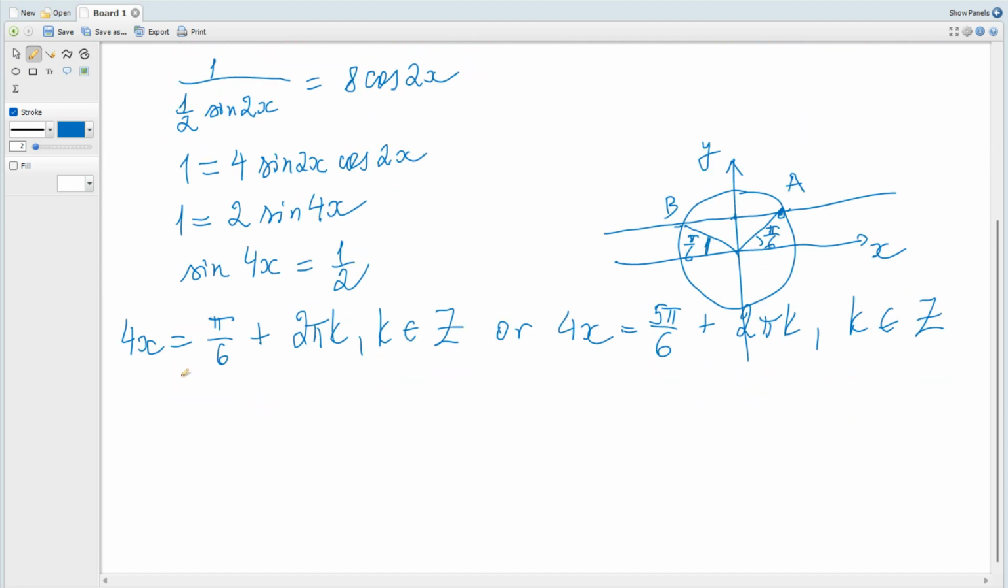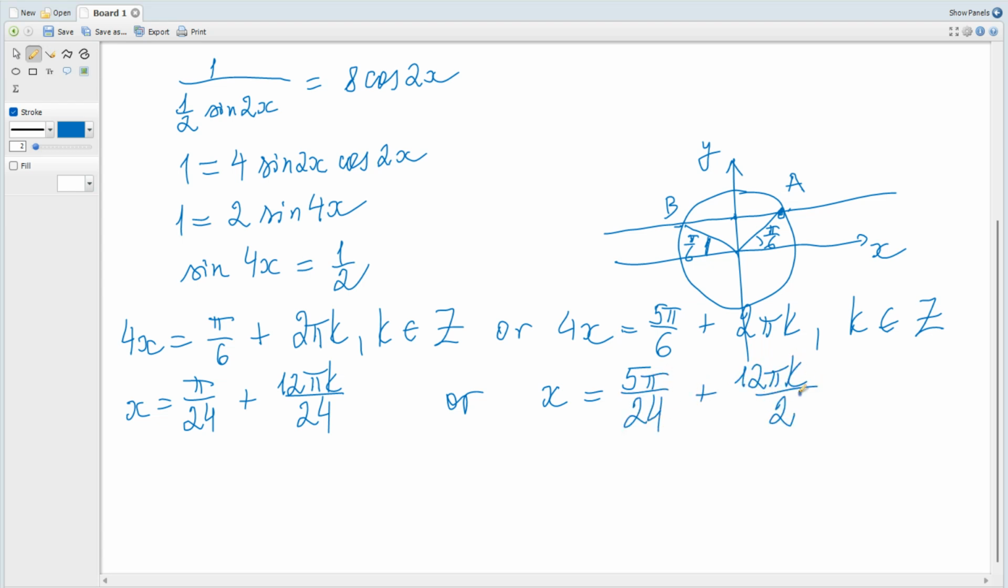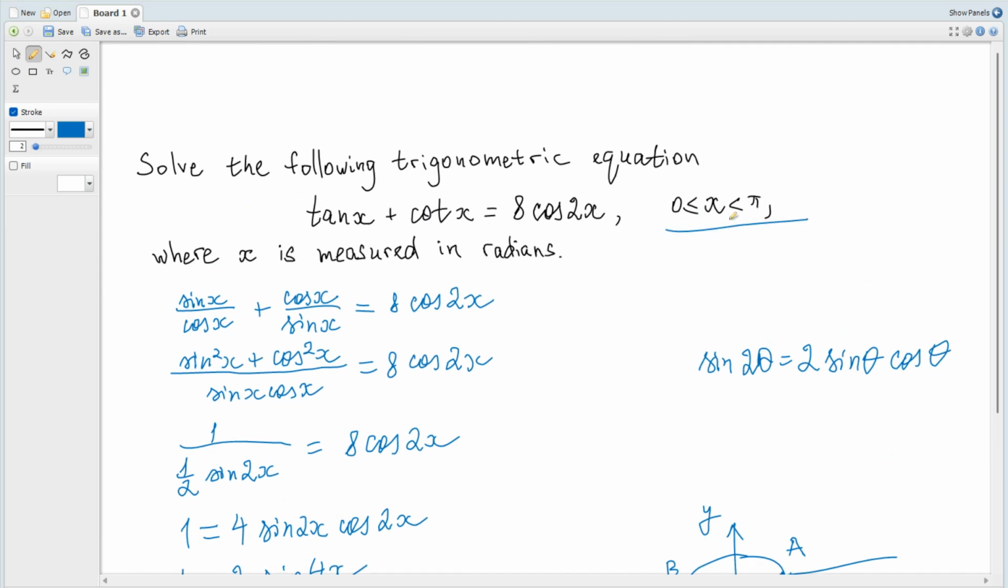Then we solve for x. x is pi over 24 plus pi k over 2, or 12 pi k over 24 to have the same denominators, or x is 5 pi over 24 plus 12 pi k over 24. Then we take integer values of k to get x to be from the required region.